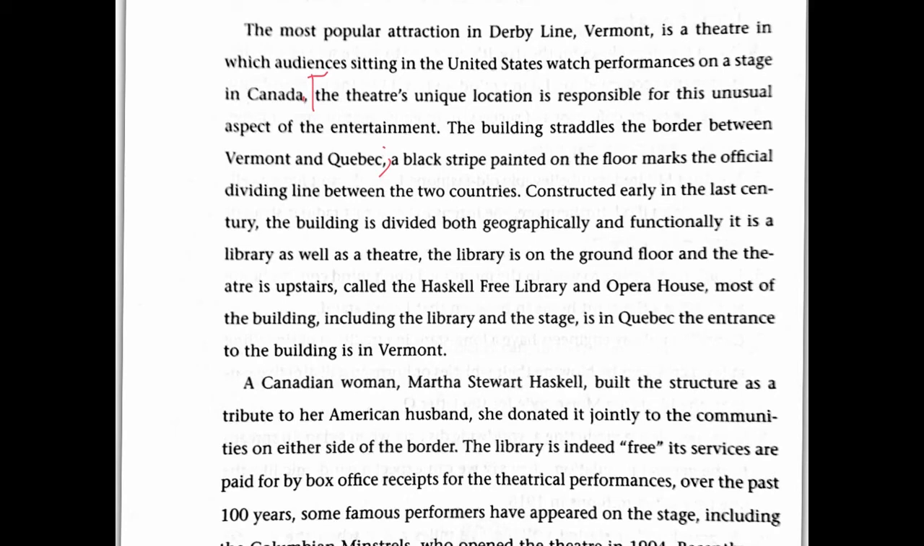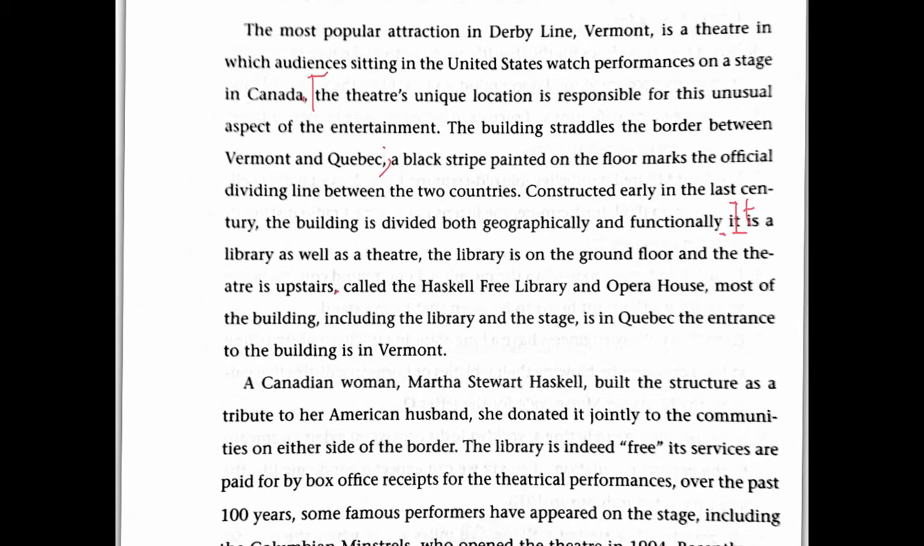Constructed early in the last century, the building is divided both geographically and functionally. And what we should do here is we should make this a new sentence. Let's pretend that says it in lowercase. So functionally, period, it is a library as well as a theater. The library is on the ground floor, and the theater is upstairs. Okay, so we need to fix that. And the theater is upstairs.